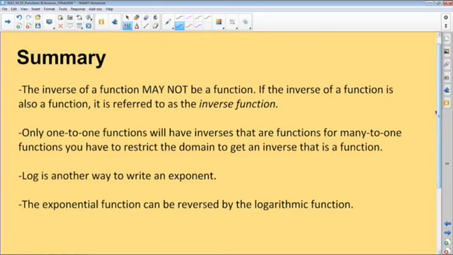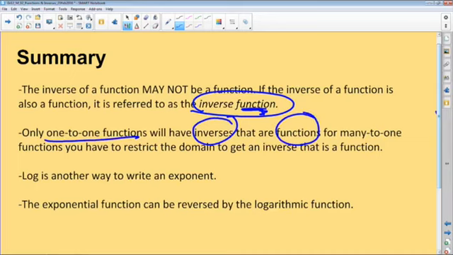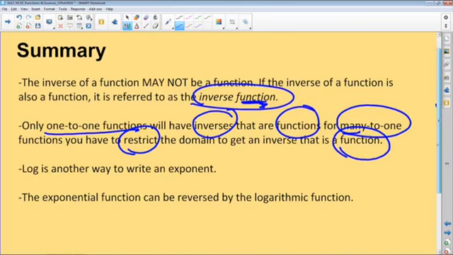So just to quickly recap what we did in today's lesson, we saw that the inverse of a function may itself not be a function. If the inverse of a function is also a function, we refer to it as an inverse function. Remember, you can only use functional notation when your inverse is also a function. Also, importantly, only one-to-one functions will have inverses that are also functions. If you had a many-to-one original function, then you have to restrict the domain to get an inverse that is also a function.